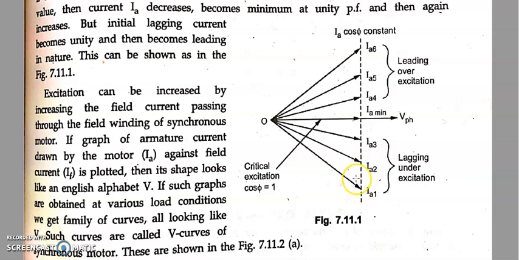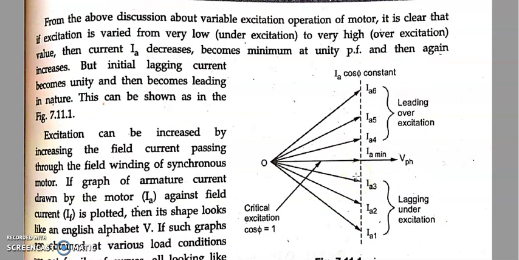Okay, so this is what we have with the different excitation conditions. You can see current decreases as I increase the excitation from lagging to minimum. Again current will become minimum. Again if I further excite, current will again increase. So current will decrease from maximum to minimum, again from minimum to maximum.